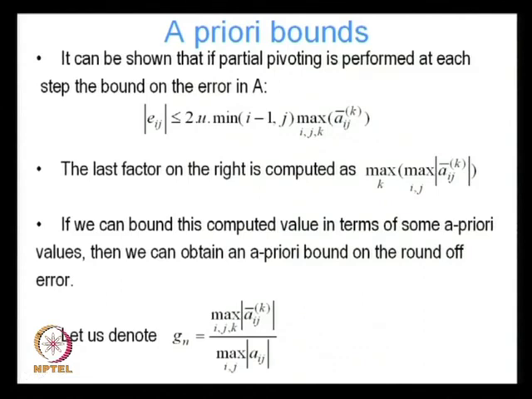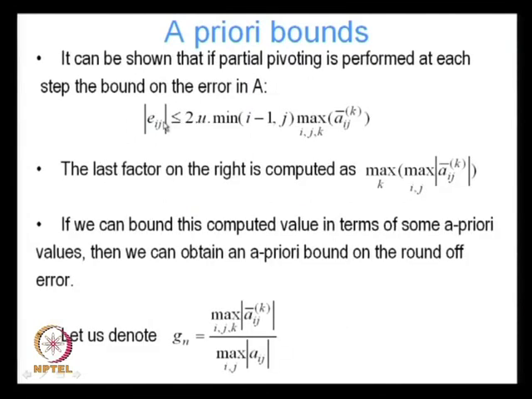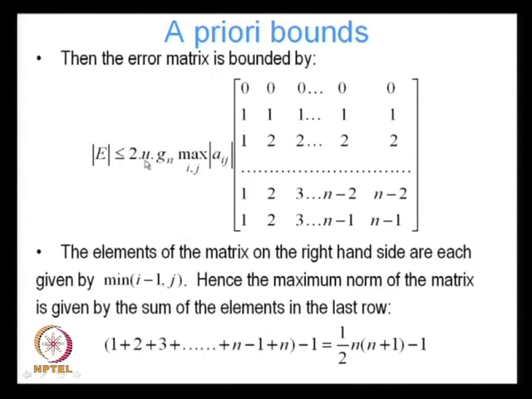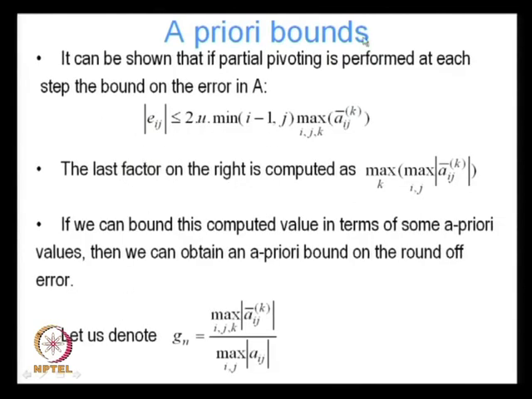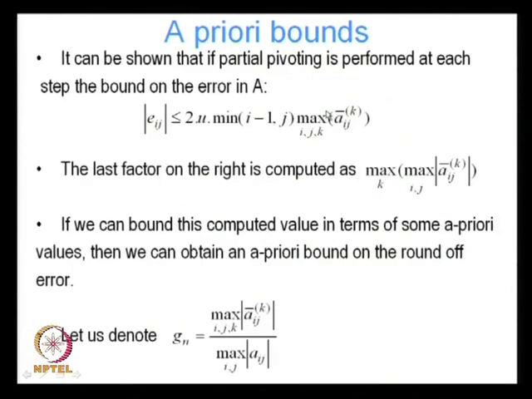If we do that, we can rewrite this expression as mod of E lesser than or equal to 2u, 2u remains the same, maximum of a bar_ij^k over i, j, k. I am going to replace this by g_n times maximum over i, j of mod of a_ij. So, that is going to be g_n times maximum over i, j, and what is this matrix? This matrix is nothing but minimum of i minus 1, j.